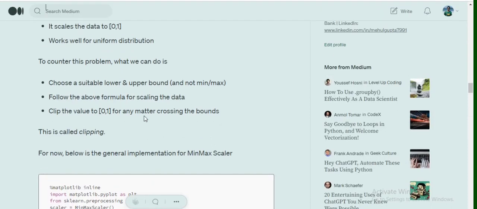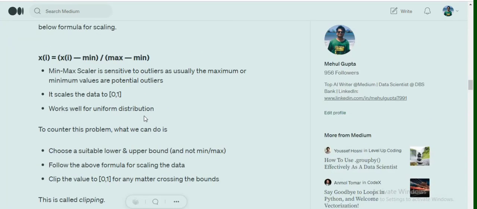One of the methods to curb this outlier problem is that instead of choosing the minimum and maximum value of the numerical feature, we choose some lower and upper bound. Now this can be any value, like the 90th percentile, the 10th percentile, etc. Following the above formula, we again scale the values, but instead of using min and max values, we use the lower and upper bound that we have set, and these values shouldn't be the minimum and maximum. Now any value going beyond 0 and 1 should be clipped to 0 and 1. This is called clipping.